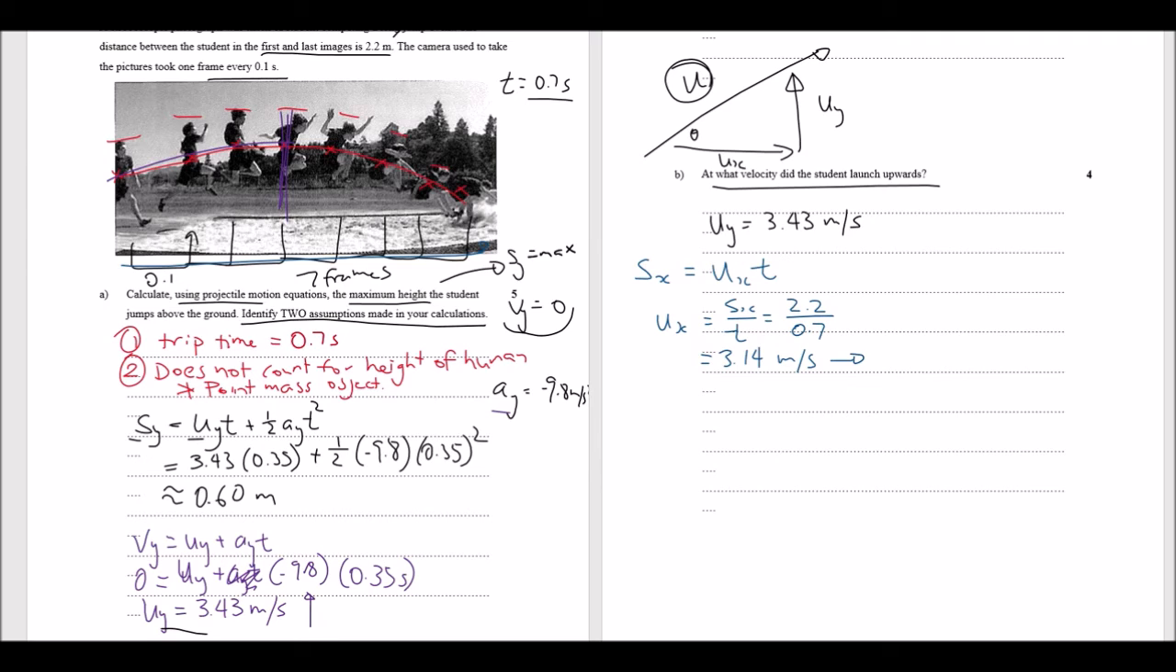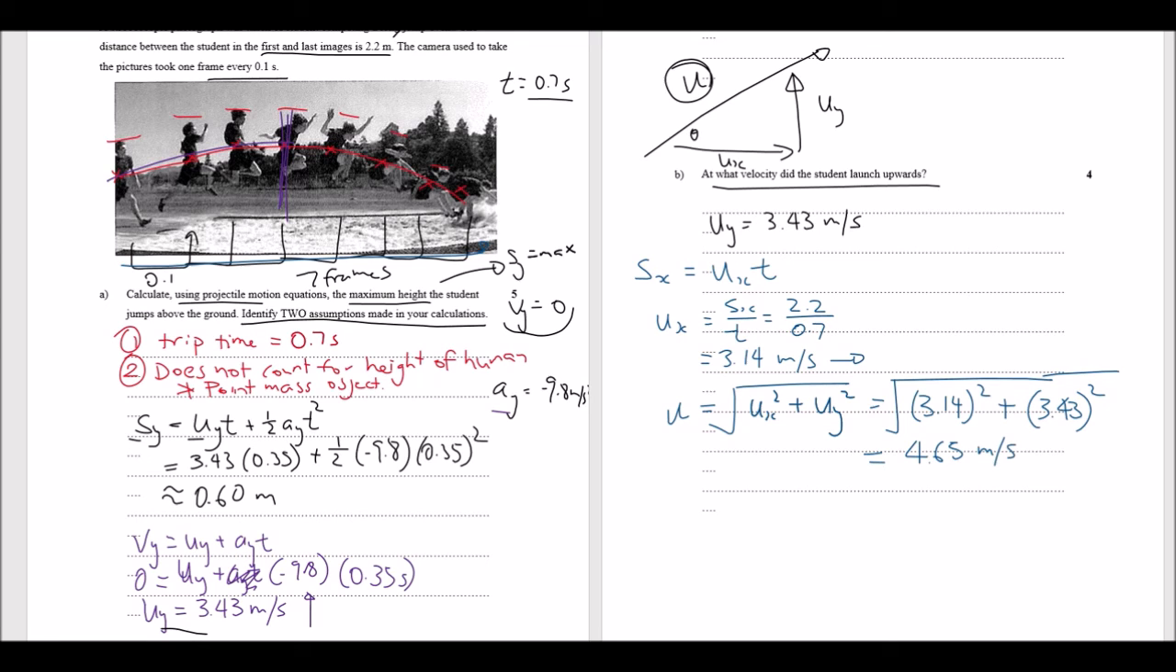So what you need to do now is solve this through Pythagoras Theorem. So u is going to be the square root of ux squared plus uy squared. So 3.142 squared plus 3.43 squared. The final answer we get from that is 4.65 meters per second.